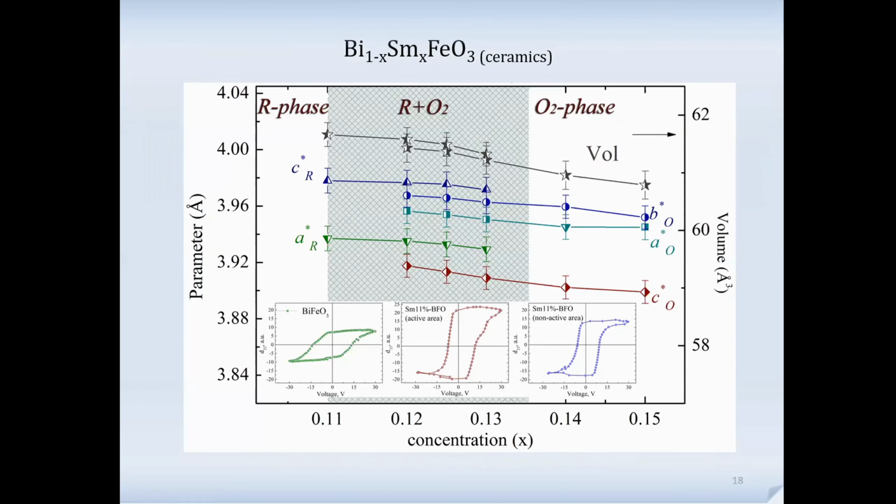What I'd like to highlight: we compared the same system prepared by different synthesis methods, by solid state reaction and by sol-gel. The morphology is different. The general evolution of the crystal structure is the same. We go from rhombohedral to non-polar orthorhombic phase via an intermediate range. But the concentration ranges are different.